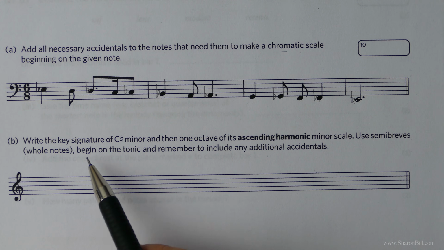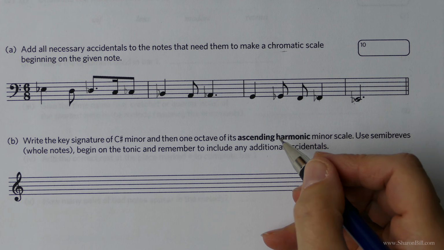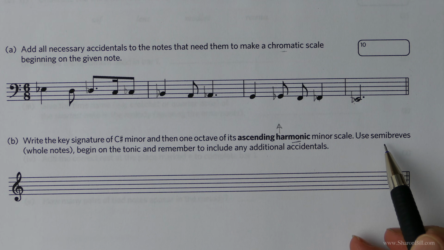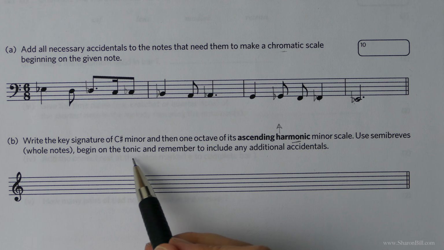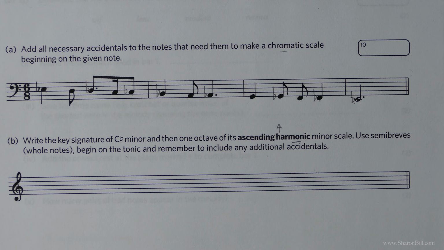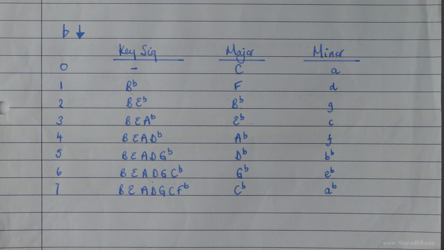So then we need to write the key signature for C sharp minor, and then we need to write 1 octave of the ascending harmonic minor scale. We're using semibreves, so we're not worrying about note heads. We're beginning on C sharp, and we just need to remember any accidentals. And so this is another example of where, if you've written your key signatures out before you even start your exam paper, all your thinking's done for this.